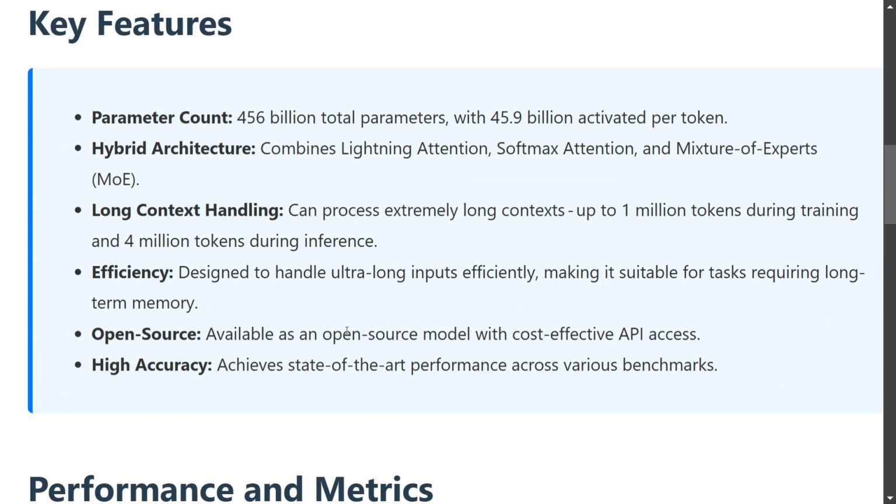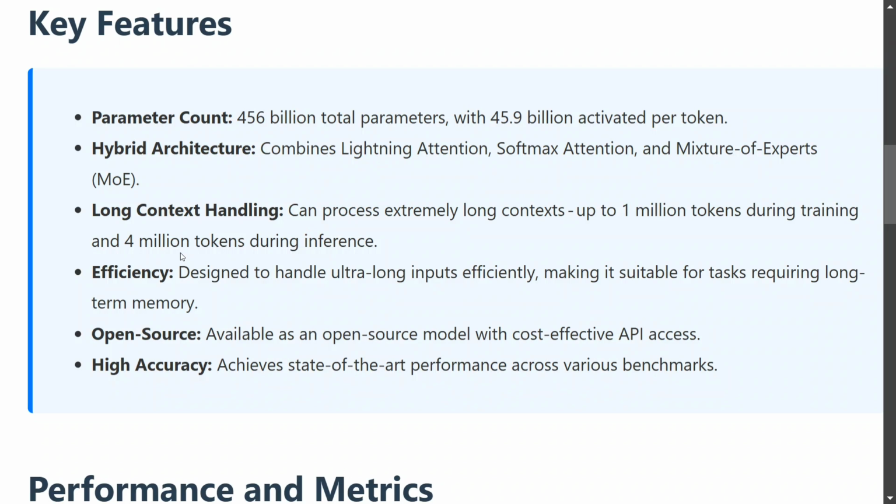Long context handling, as mentioned, long context up to 1 million tokens during training and 4 million during inferencing. So like LangChain in your pocket, you can input similarly 60 books and it will be able to summarize everything. So this is crazy. Quite efficient. As we saw, the results were quite good also and quite fast also.